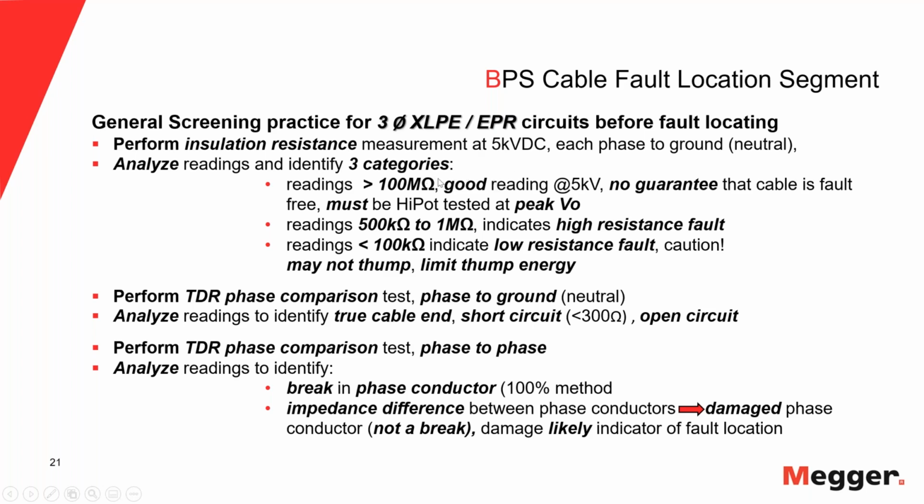But what we have to keep in mind, even a high reading doesn't mean that this cable is fault free. Because remember, we're only testing maybe at a 5 kV, we have a 5 kV insulation resistance tester. So all we know is that at 5 kV, it has a good insulation resistance. So when we get a high reading, we must afterwards perform a high pot test on that same cable, and we must perform it at least at the peak operating voltage.